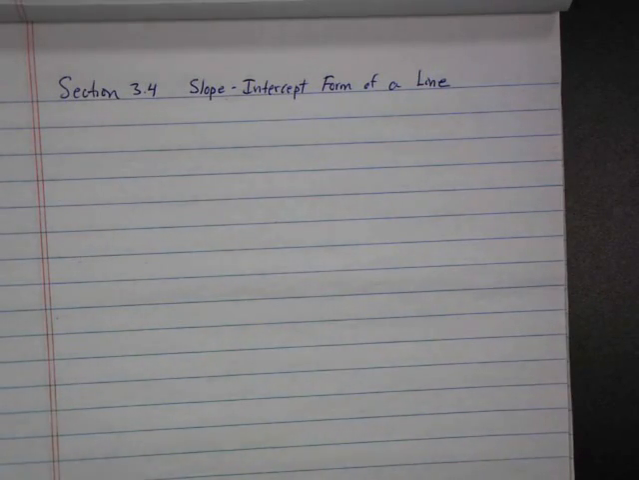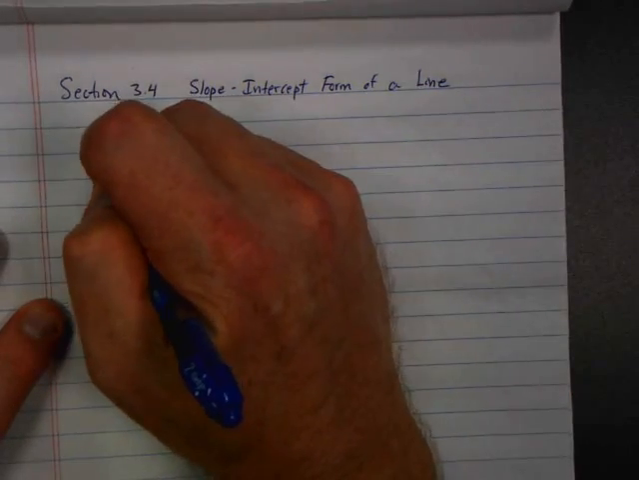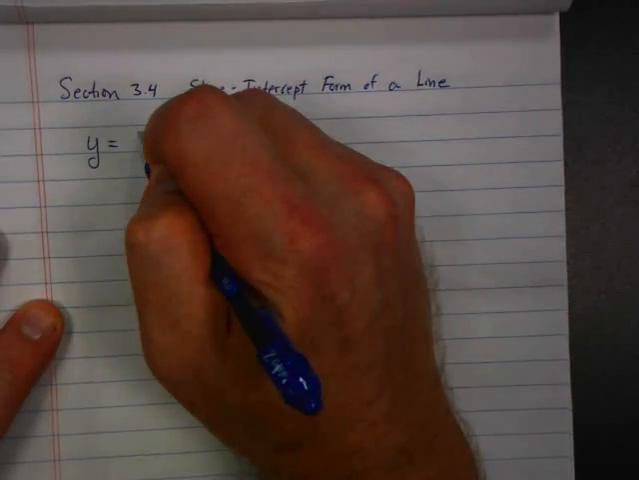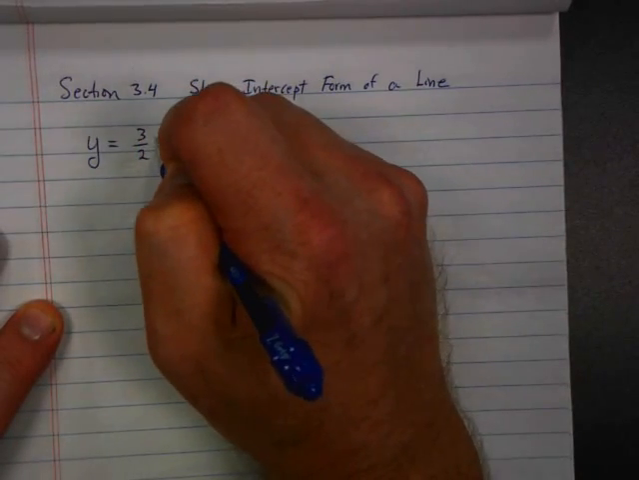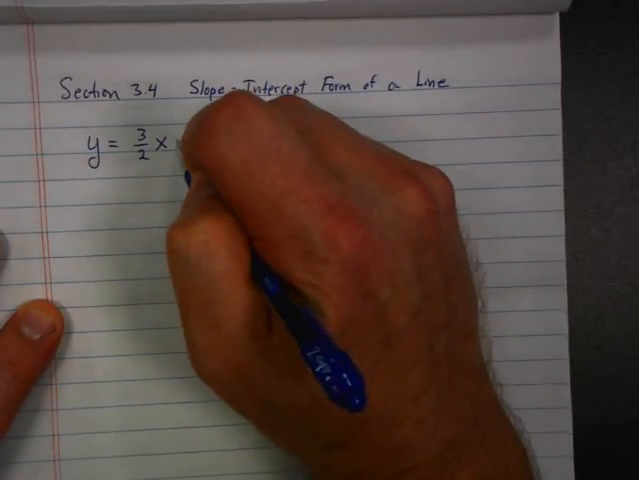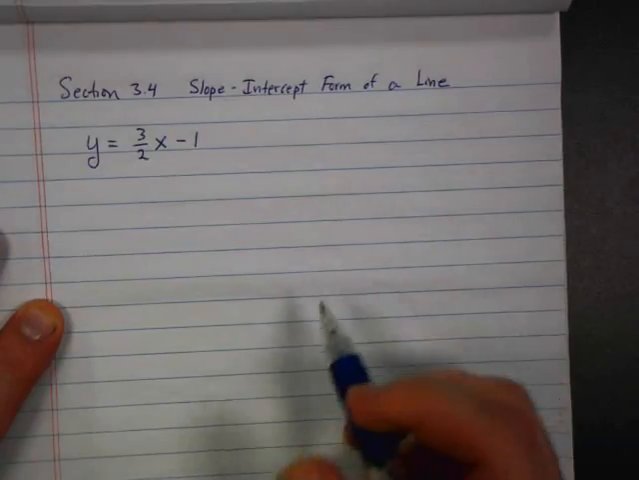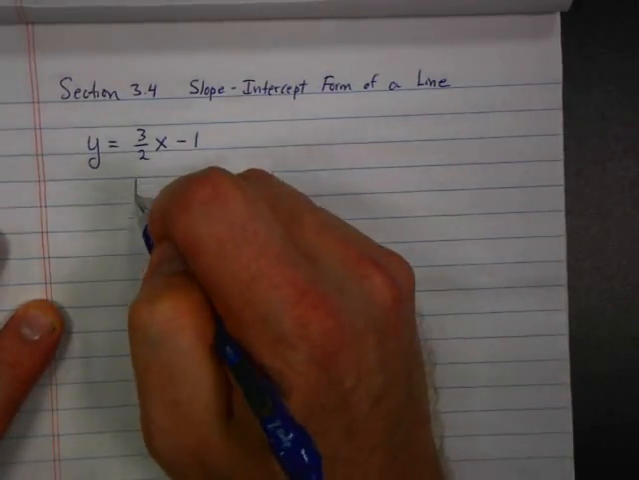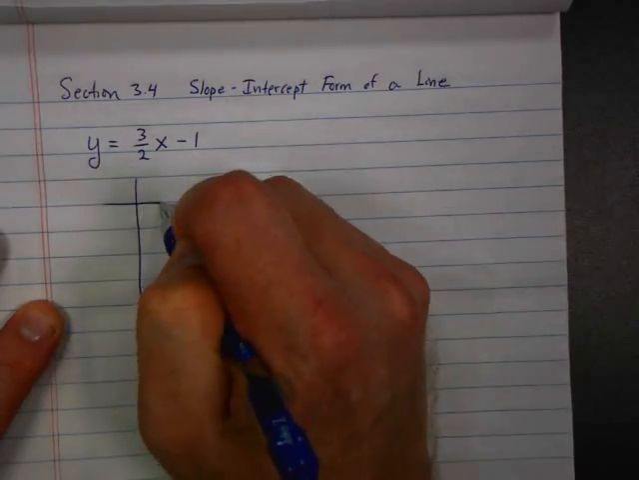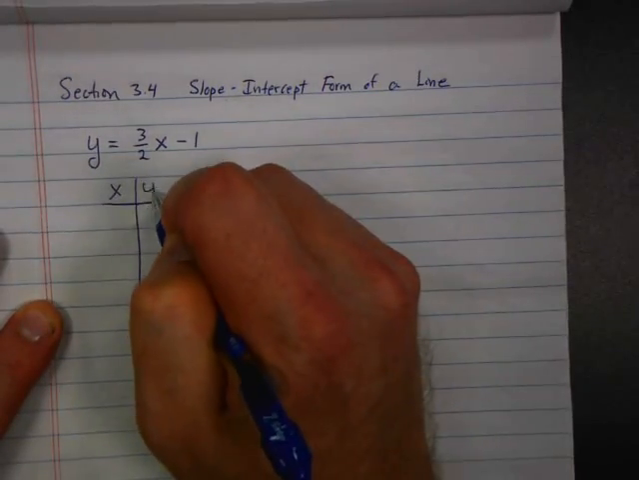I'm going to give you an equation here. I'm going to give you y equals 3 halves x minus 1. And what I want to do is start by building a little table.